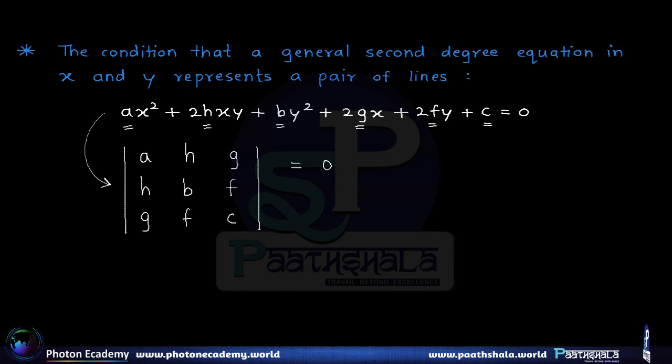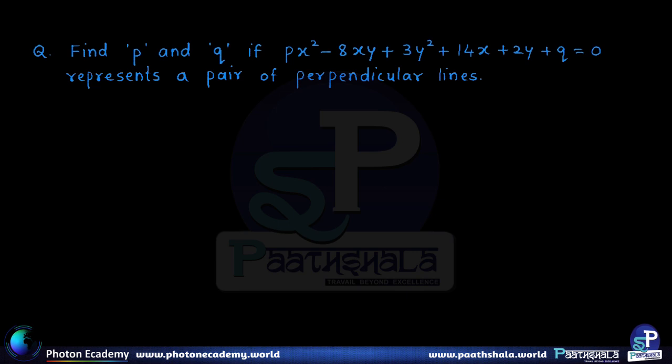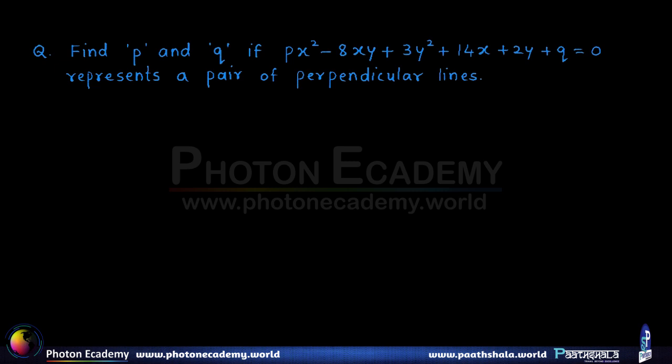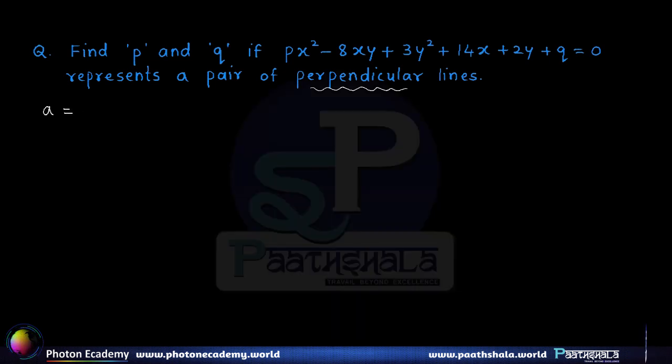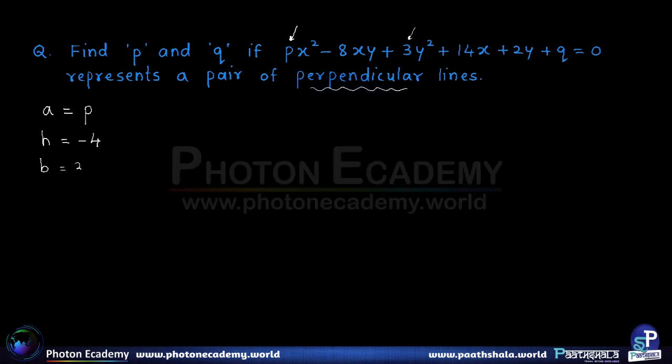Now let us solve a sum based on use of this condition. Find p and q if the given equation in x and y represents a pair of perpendicular lines. Okay, so first of all let us compare it with the standard equation, and we get the value of a as nothing but p, that is the x square coefficient. Then we have 2h equal to minus 8, so clearly h is equal to minus 4. Then here b is equal to 3, that is directly seen.